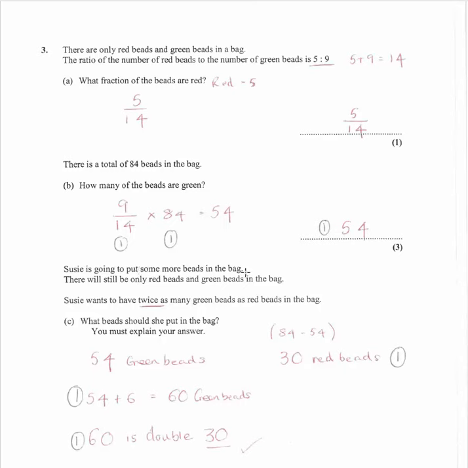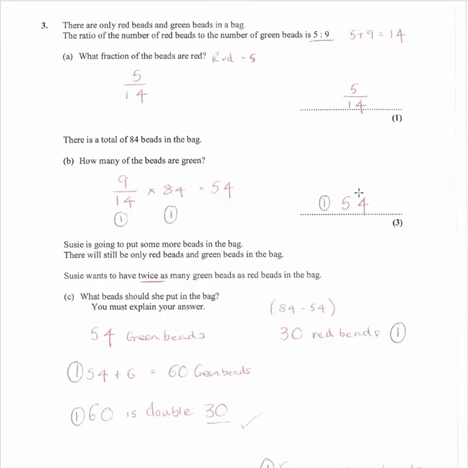She's going to put some more beads in the bag. There will still only be red beads and green beads, and she wants to have twice as many green beads as red beads in the bag. What beads should be put in the bag? You must explain your answer. Well, we've just worked out that there are 54 green beads. And if there are 84 beads altogether in the question, and 54 green, then 30 must be red. So if we want twice as many green as red, and we've got 54 at the moment, we need to add another 6 to make it up to 60 green, which would be double the 30 red.